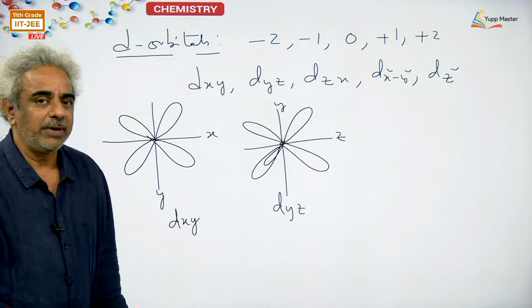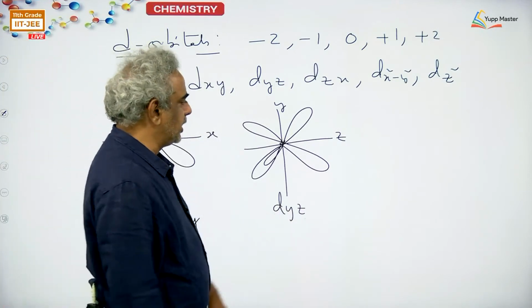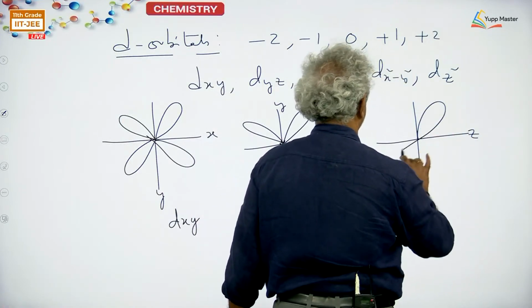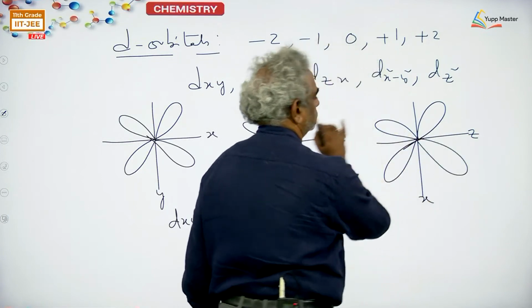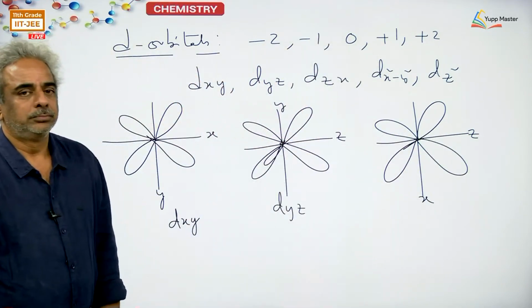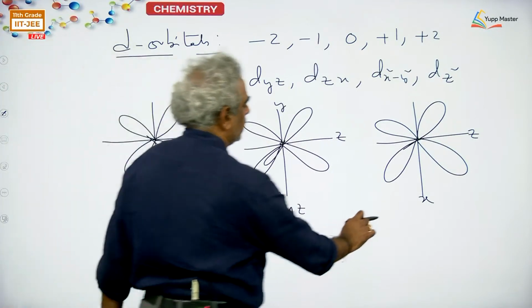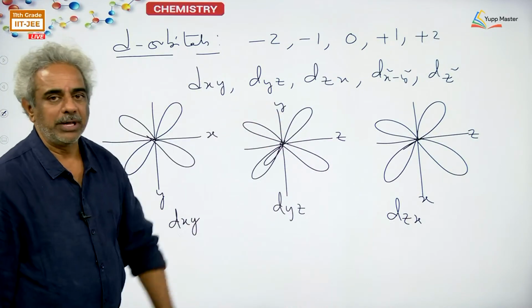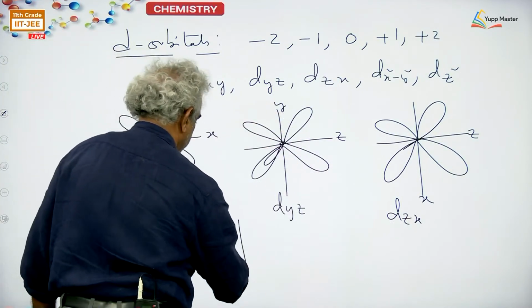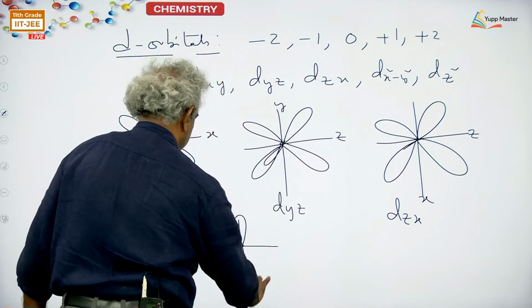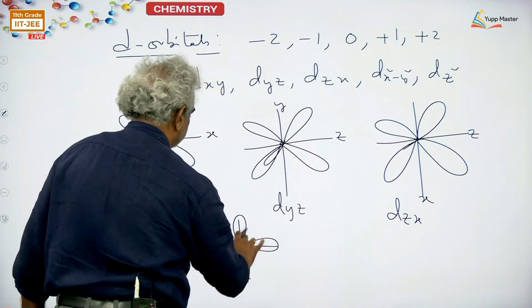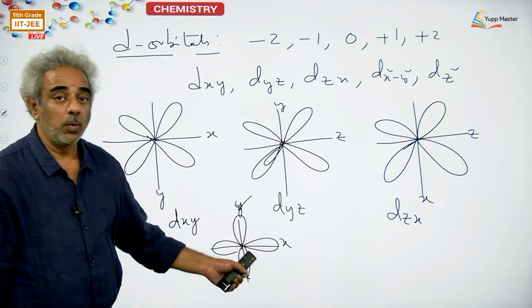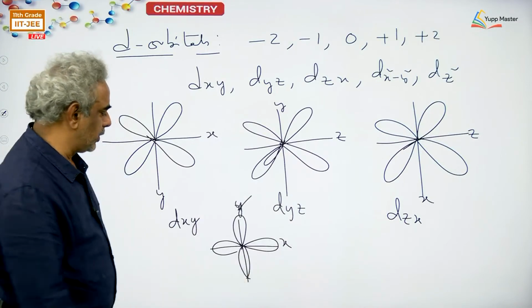If the lobes spread between x and y, y and z, z and x, like this. So these three are, this is what, dzx. Now coming to dx square y square, it is like this. The lobes are spread on x and y. Lobes are spread on x and y. So we call it dx square y square.